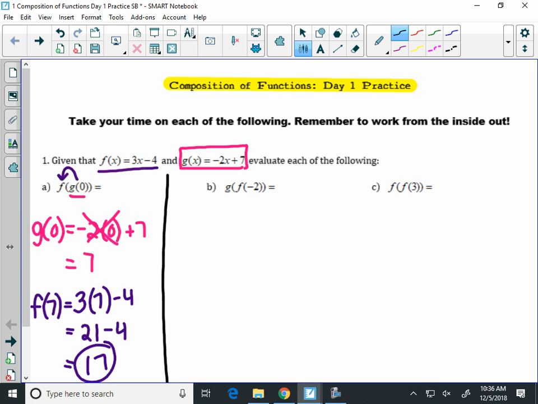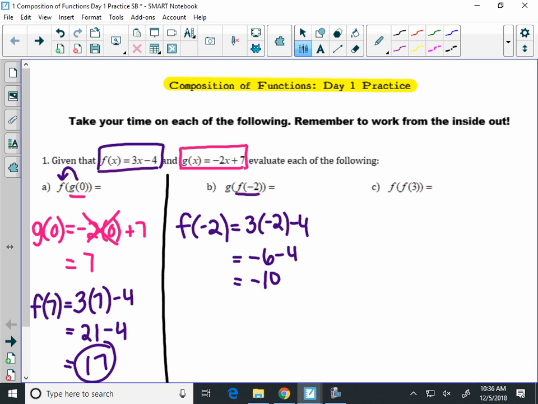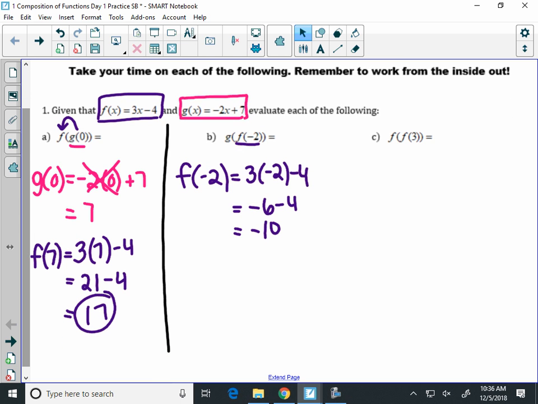In B, it's a very similar problem. This time, to find g of f of negative 2, I look at the function on the right, which is f of negative 2. So f is on the right, which is where I start. Since I have f of negative 2, I'm going to put negative 2 into the function of f for x. So start with 3 times negative 2, which is negative 6 minus 4. And negative 6 minus 4 is negative 10.